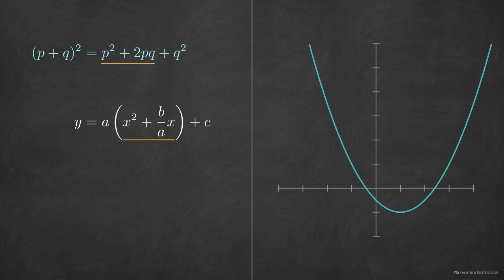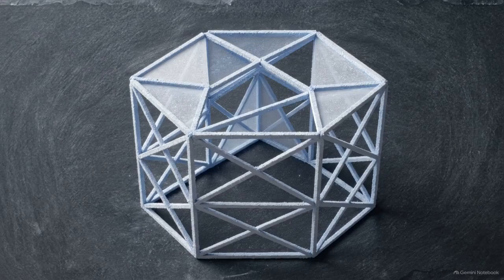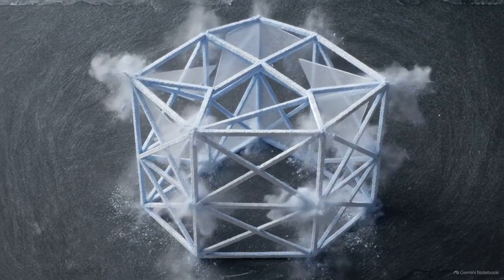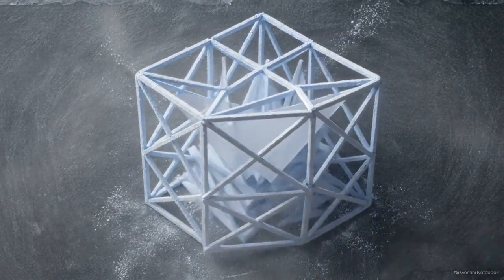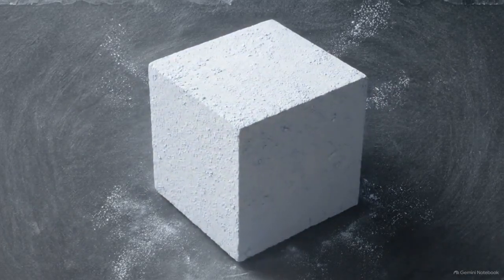To force that pattern, we look at the inner coefficient, b over a. We divide it in half and square the result. This calculates out to b squared over 4a squared. Algebra demands balance. We cannot simply add a new value without changing the equation's total worth. So we must simultaneously add and subtract this term inside the bracket. By injecting this net zero sequence, we have built the exact mathematical scaffolding that is required to compress the equation.